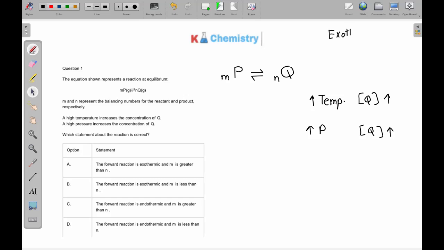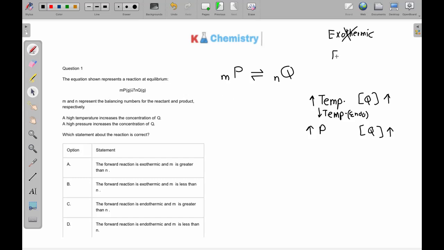If the reaction is exothermic and I have increased the temperature, the reaction will try to decrease the temperature. So it will move in the endo direction, because endo is where the temperature decreases. So it will move in the backward direction, and P is going to increase, not Q. So this is wrong. This means that this is not an exothermic reaction.